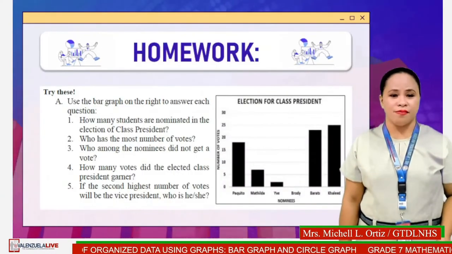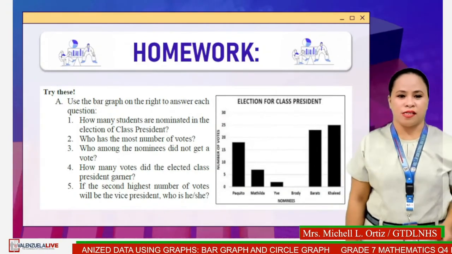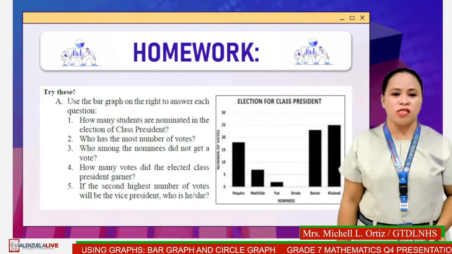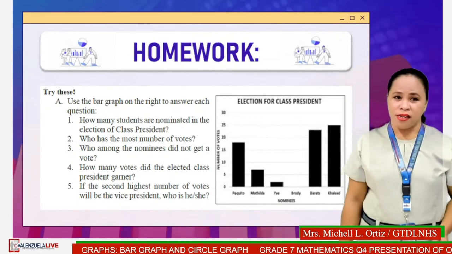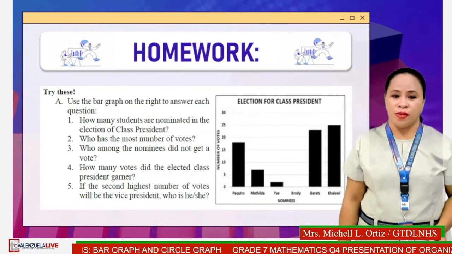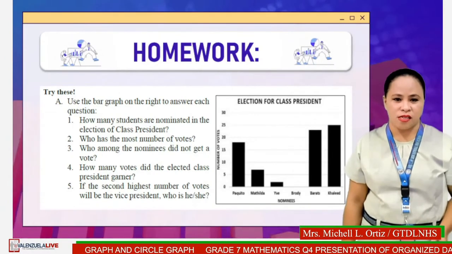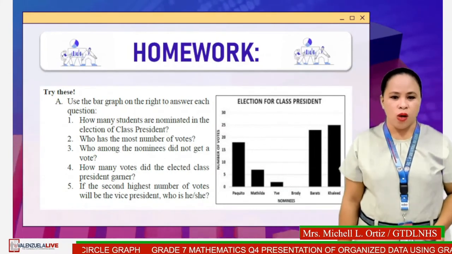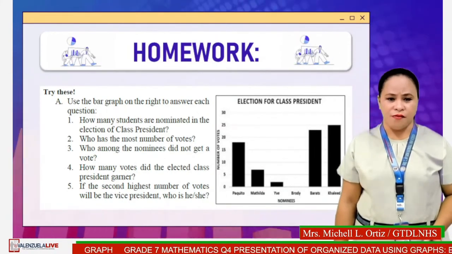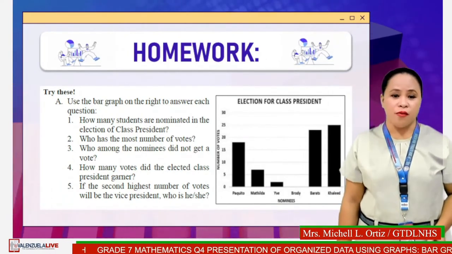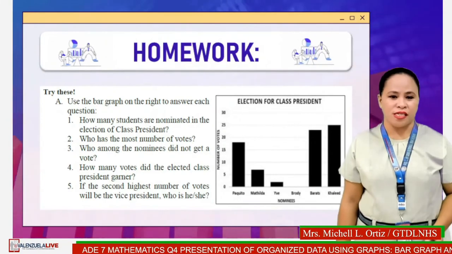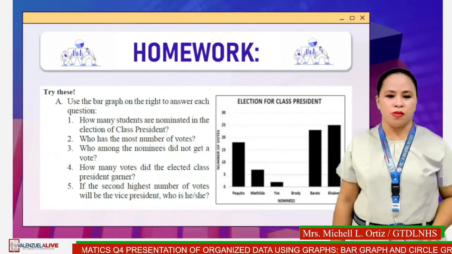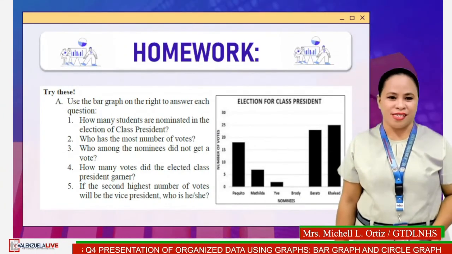For our homework, answer the following activity. Letter A, use the bar graph on the right to answer each question. Number one, how many students are nominated in the election of class president? Number two, who has the most number of votes? Number three, who among the nominees did not get a vote? Number four, how many votes did the elected class president garner? Number five, if the second highest number of votes will be the vice president, who is he or she?